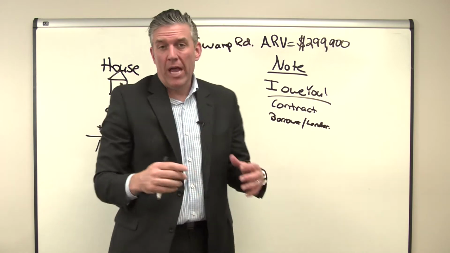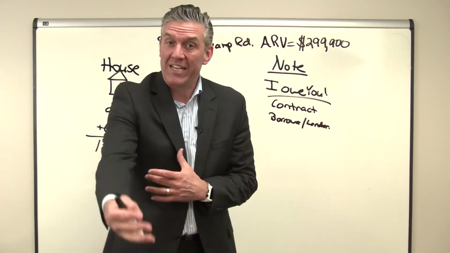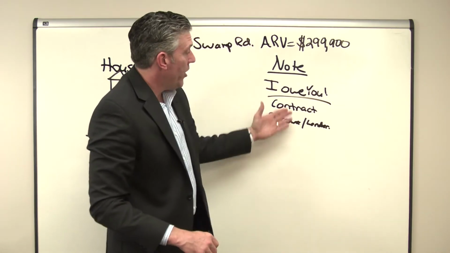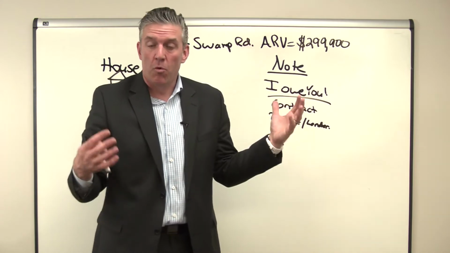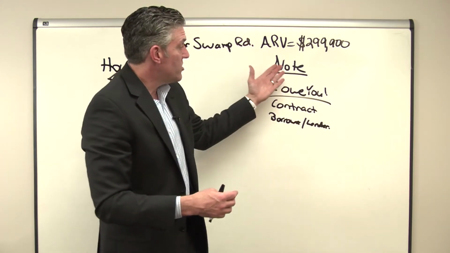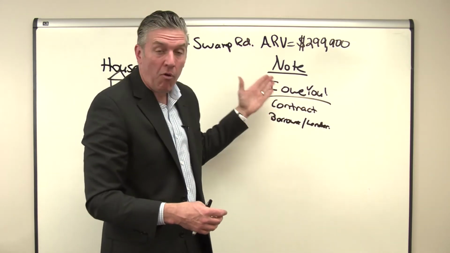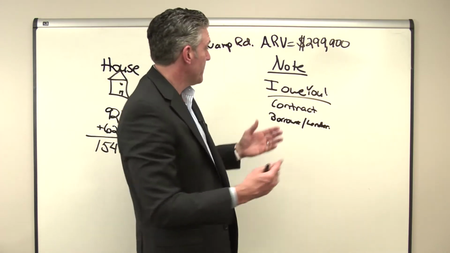So this is the note, the IOU, the contract between the borrower and the lender. Any of you who have bought your own personal residence or invested in real estate before, when you got a mortgage from a regular bank, you signed a note. Basically, this is your promise that you're gonna repay that money.